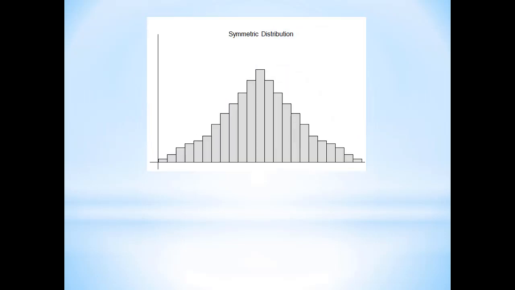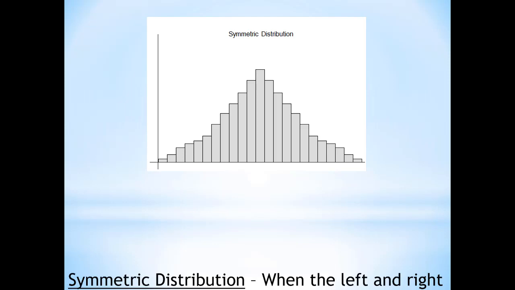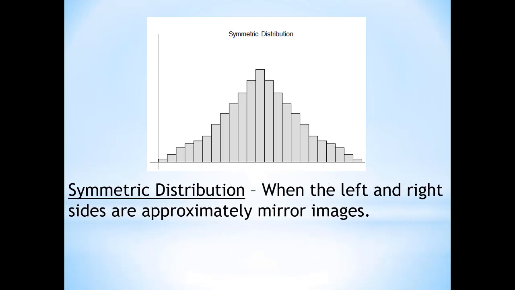In a symmetric distribution, there's symmetry. We can think of drawing a vertical line right down the middle, and the left and the right sides are approximately mirror images of one another. When we have that situation, then the mean is equal to the median, which is equal to the mode. So our 3 measures of central tendency are equal to each other in a symmetric distribution like this.